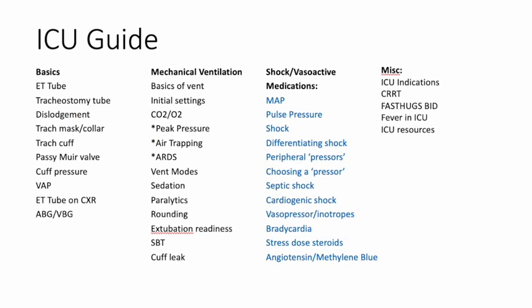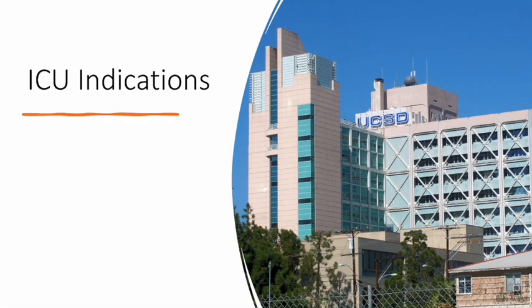Okay, in this last very brief section, we're just going to cover a couple general concepts in the ICU, including ICU admission criteria, CRRT, and a rounding mnemonic known as FAST HUGS BID, and then a slide on the differential for fever in the ICU. So what are the indications for admission to the ICU?